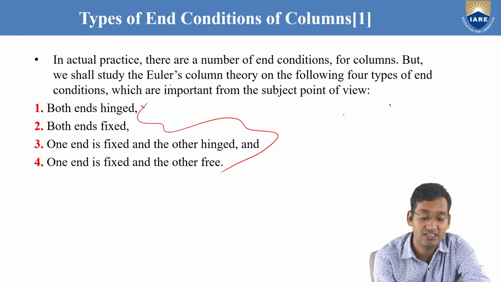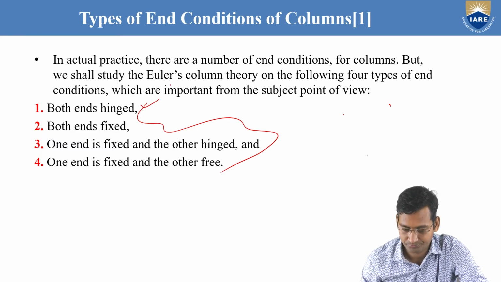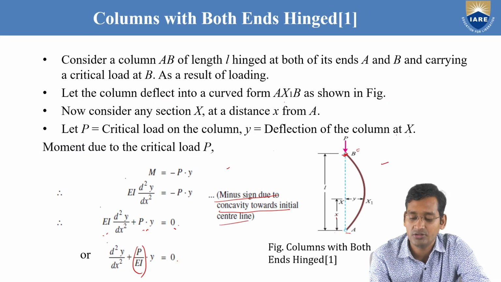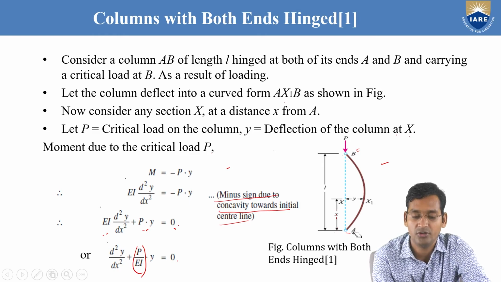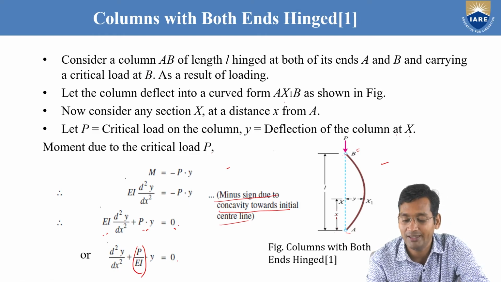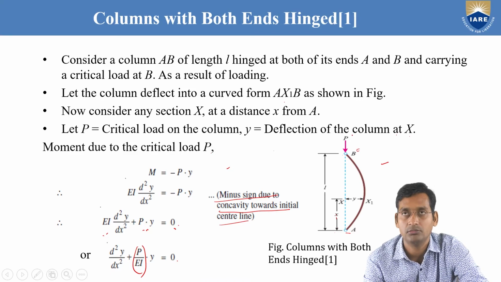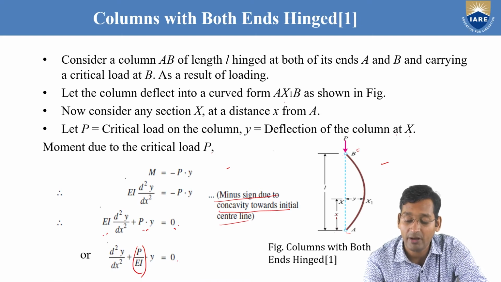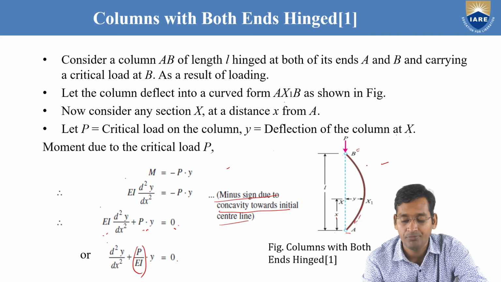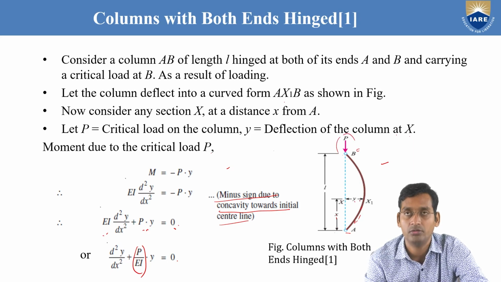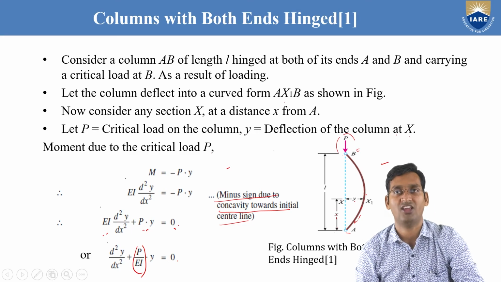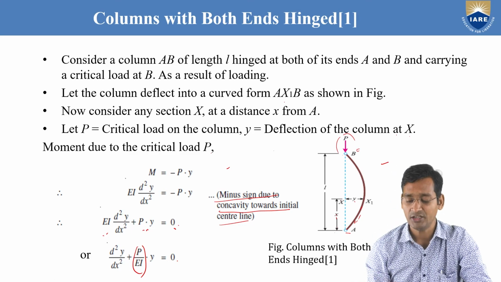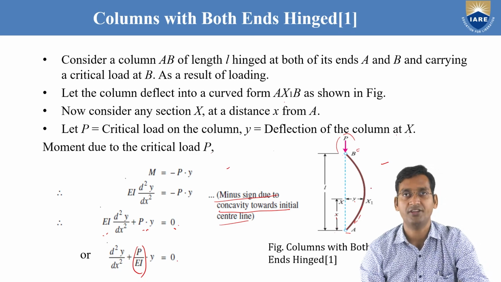So first we will see both ends hinged, right? Both ends hinged means A and B are hinged. So it's a given column AB, and this column is hinged at A and B. Initially it was straight. After applying the load P, that beam got buckled. Okay. So now we have to find that value of P for which it gets buckled. That P value we have to find. Right. For that, what we will do? First, we will find the moment equation.